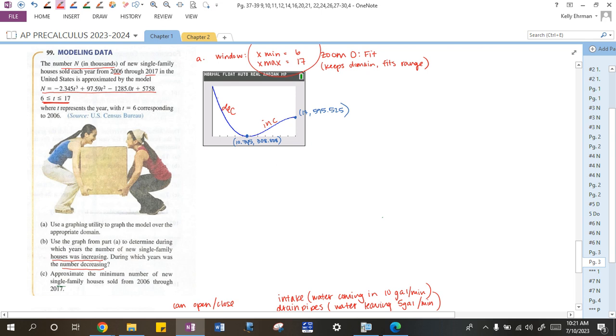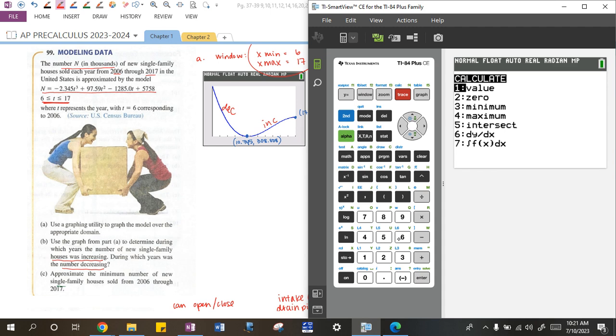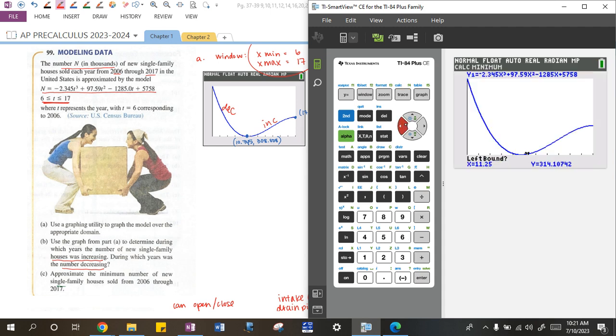So during which years is it decreasing? I went ahead and found the minimum. Again, to do that, it would be second trace minimum. Get to the left of where that minimum point is, press enter, get to the right, press enter, guess, press enter. So that's where that number came from.